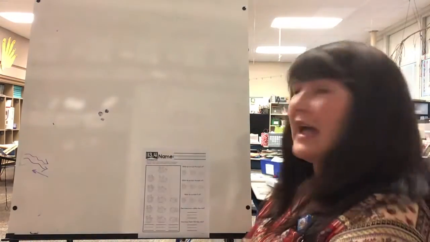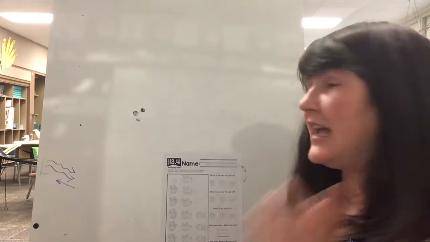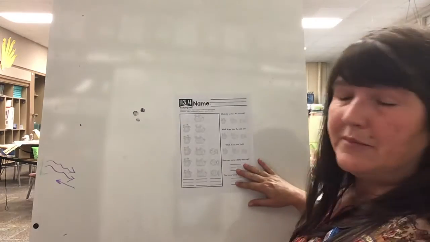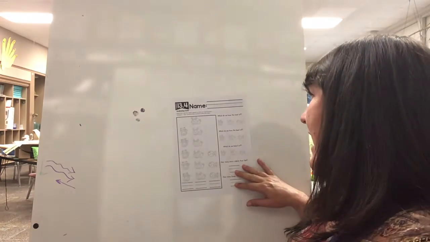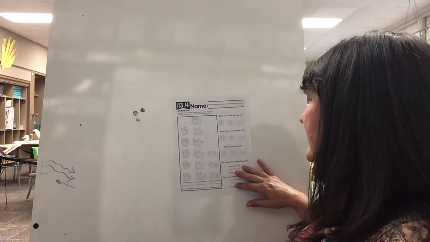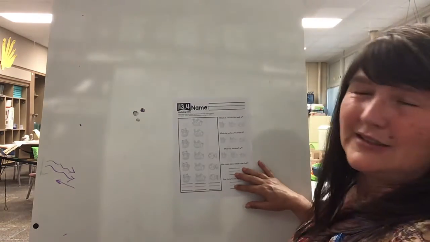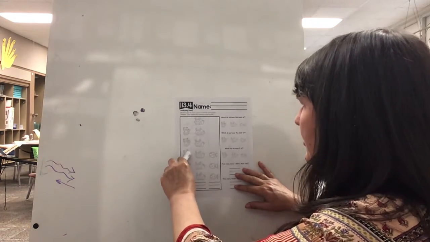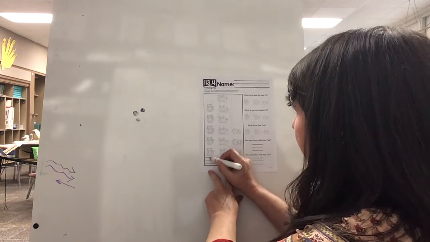I have a paper that looks just like this. It has cats, bunnies, and fish. Inside of the box, you have a graph. That graph shows you how many cats, how many bunnies, and how many fish. So let's say this is how many pets some kids have. How many have cats? 1, 2, 3, 4, 5. The kids have 5 cats.